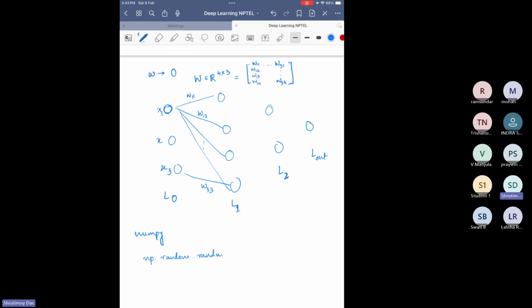Now in random, you know that your weight matrix is 4 by 3. So you return a matrix of size 4 by 3. And then each of these will be a random float drawn from a normal distribution.